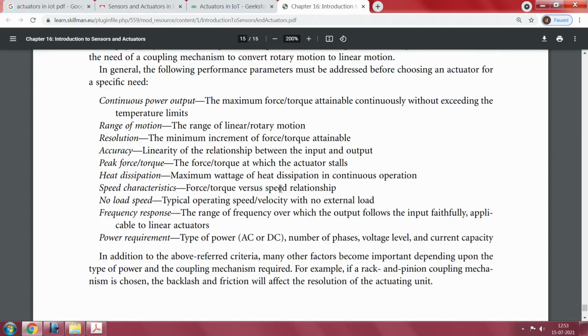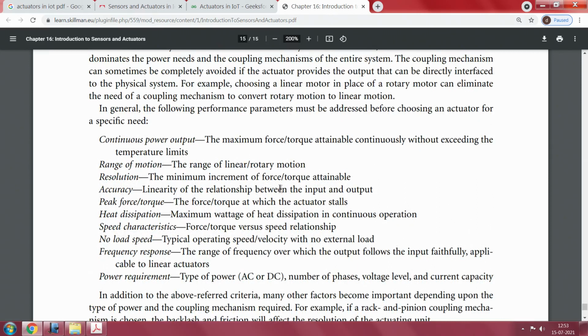So I have these many points that you may want to look up. I have it right on the table here. You have continuous power output, range of motion, if it is linear or rotary kind of motion, what is the range, how many mm will it move, how many centimeters will it move, and so on. What is the maximum force if it is continuous power output or torque.